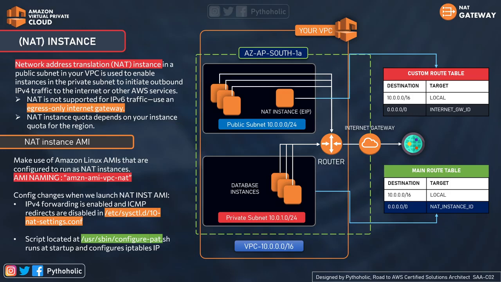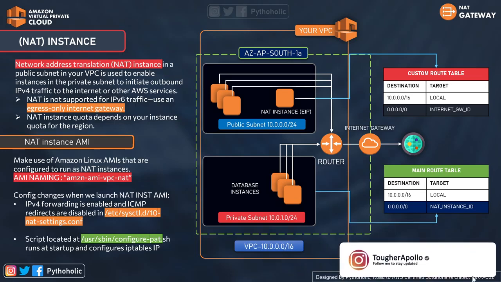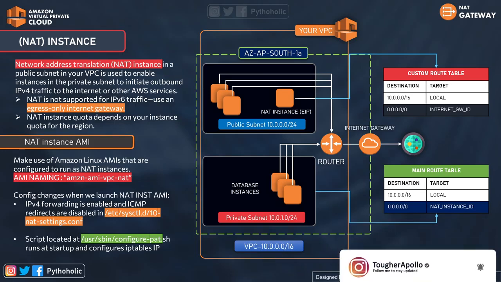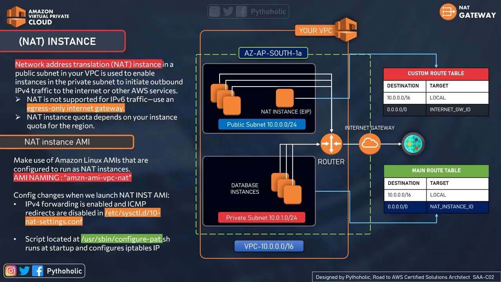So a NAT, or network address translation, instance, which like your NAT gateway resides in your public subnet, helps us to enable instances in the private subnet to initiate outbound IPv4 traffic to the internet or other AWS services. This as well does not support IPv6 traffic, and for that you have to go for the egress-only gateway. And the NAT instance quota depends on your instance quota for that region, because it's an EC2 instance, so it will be applicable as per the charges that are incurred in that region.